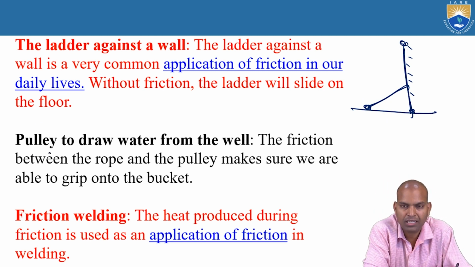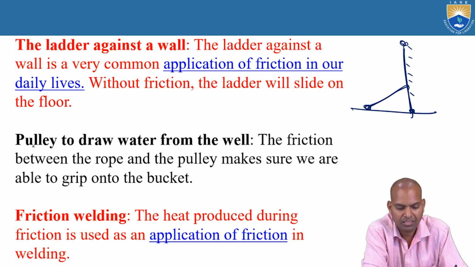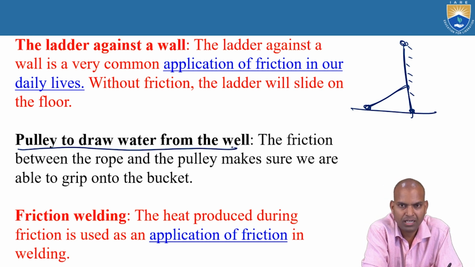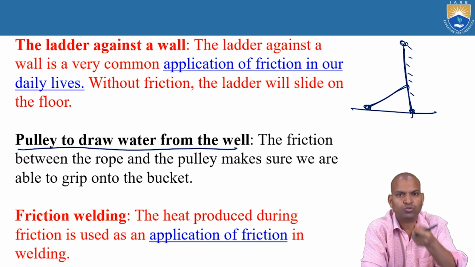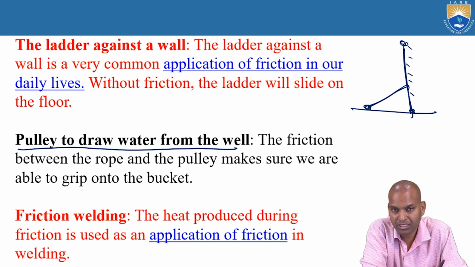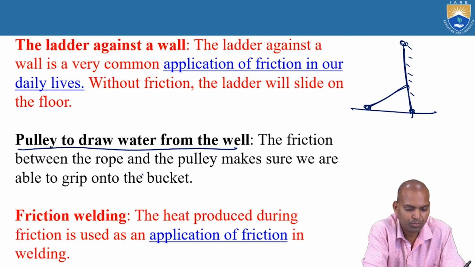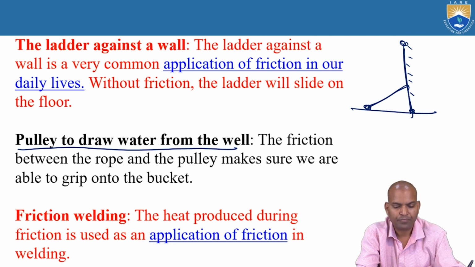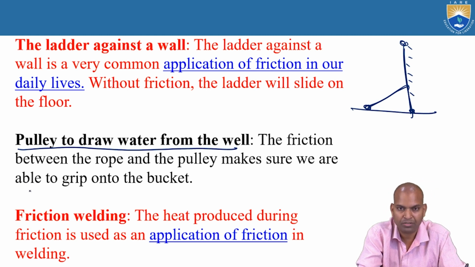And the next is the pulley to draw the water from the well. Yes, this is an old example. Nowadays there are no pulleys to pull the water from the well. If there is no friction grip between the rope and the pulley surface, what will happen? Slipping takes place. That's why friction is important between the rope and the pulley. It makes sure that we are able to grip onto the bucket.